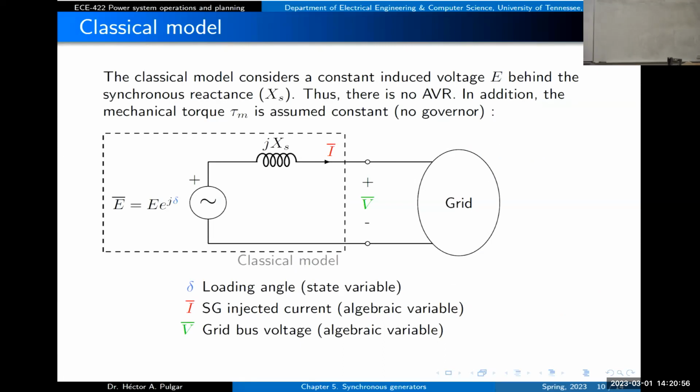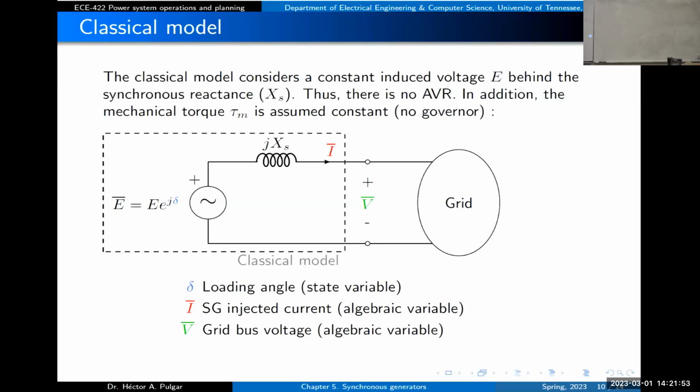The classical model. In the classical model, we're going to consider that the machine is represented by this circuit. What do we have? This is the terminal, the voltage at the terminal of the generator. We will have an internal impedance. This term, we call it the synchronous reactance in the machine. And behind that reactance, we have an induced voltage. Because this is a phasor circuit, the induced voltage will have a constant magnitude, E, and it will have an angle delta. I will talk about what this delta is. You have used this in 421, and that delta is called the loading angle, but we will talk a little bit about that. What does it mean?